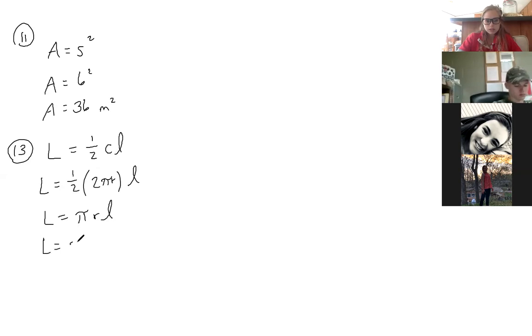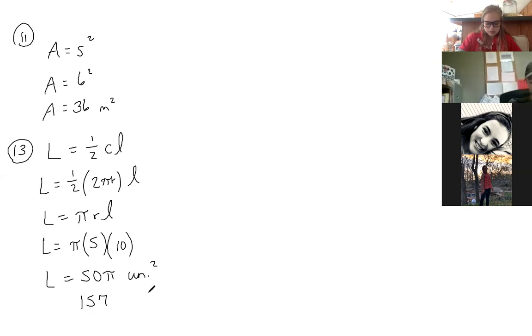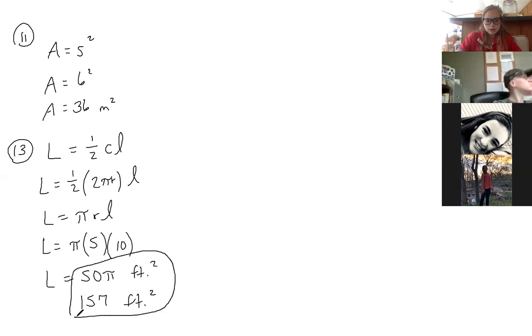So let's plug in. My radius is 5. My slant height is 10. So that's 50 pi square units. If you wanted to write that as a decimal, it would be about 157. Oops. They tell us that it's in feet. So it would be about 157 square feet. So there we go, we got the surface area.